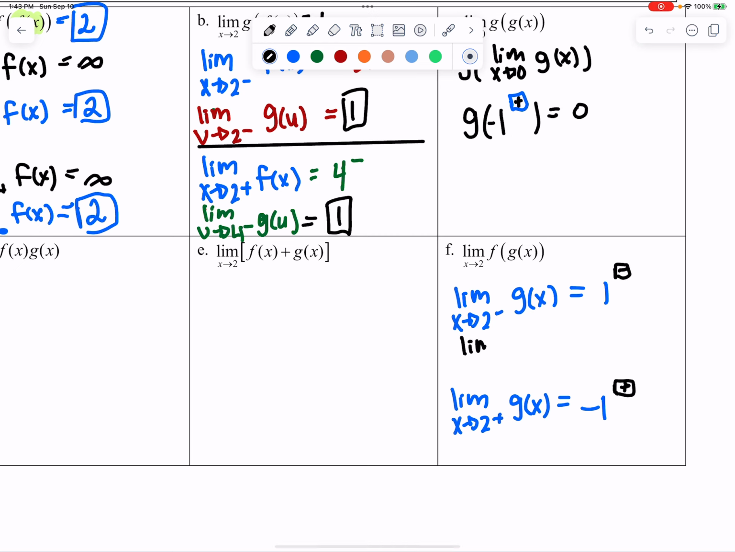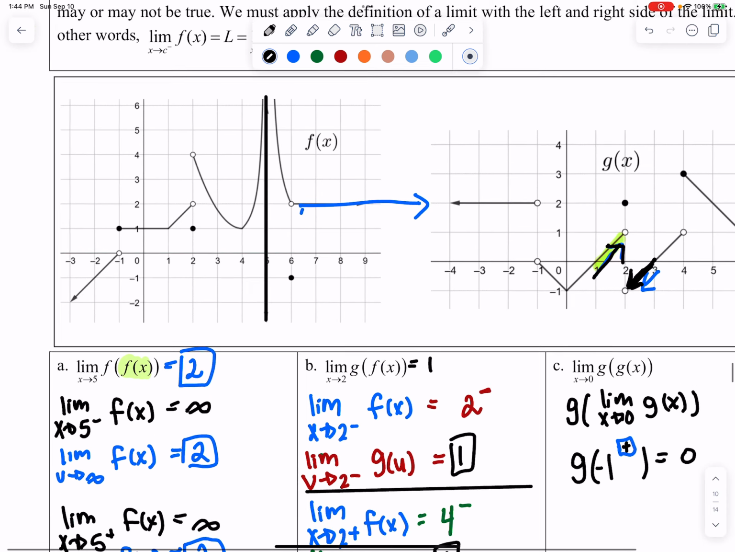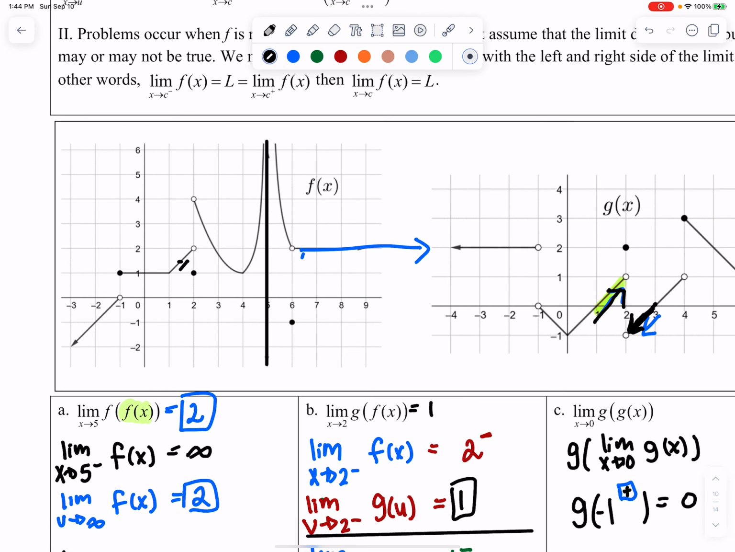So now I have the limit as u approaches 1 from the left of f of u, and then the limit as we approach -1 from the right of f of u, and then we're going to evaluate that. So once we do 1 from the left, we're going to get 2.